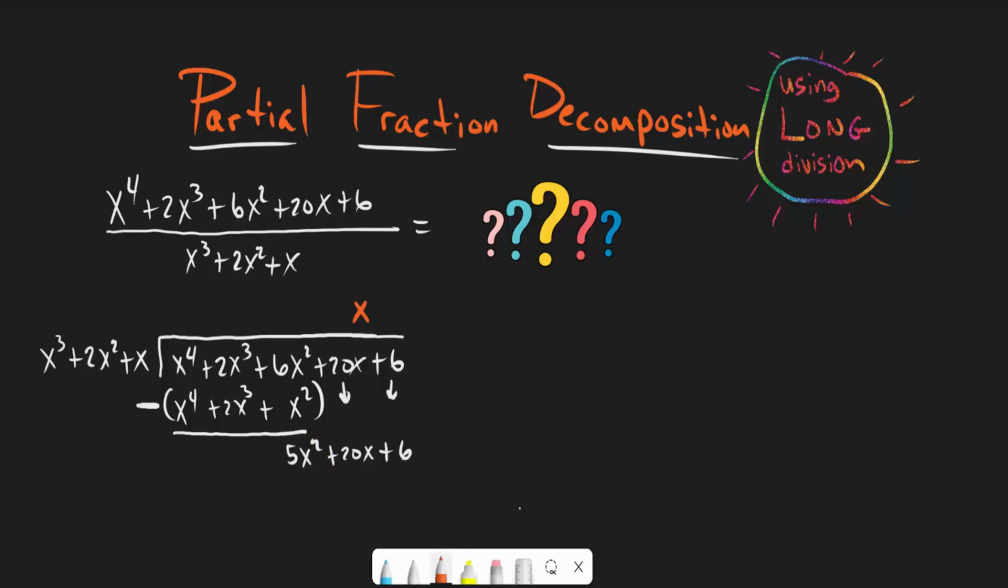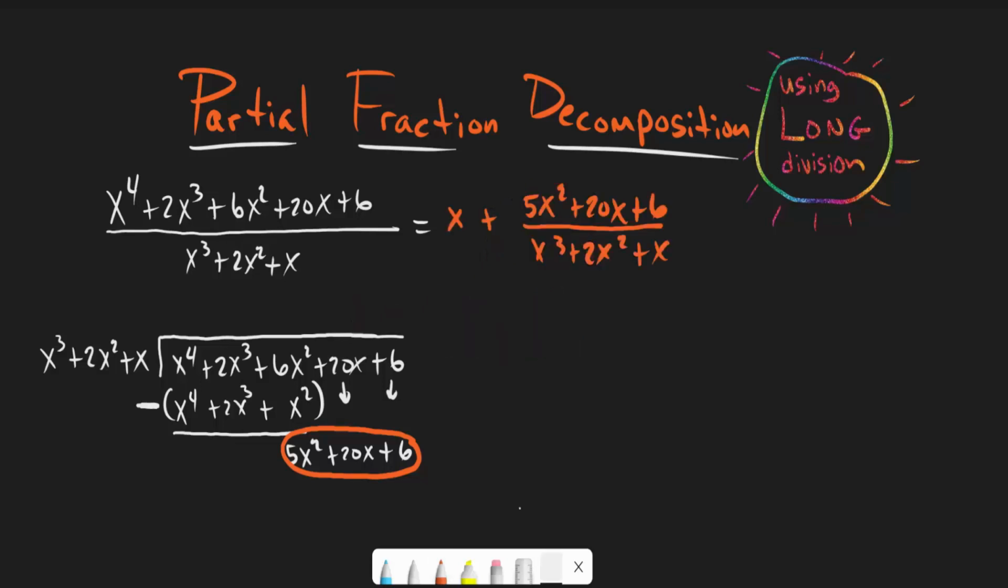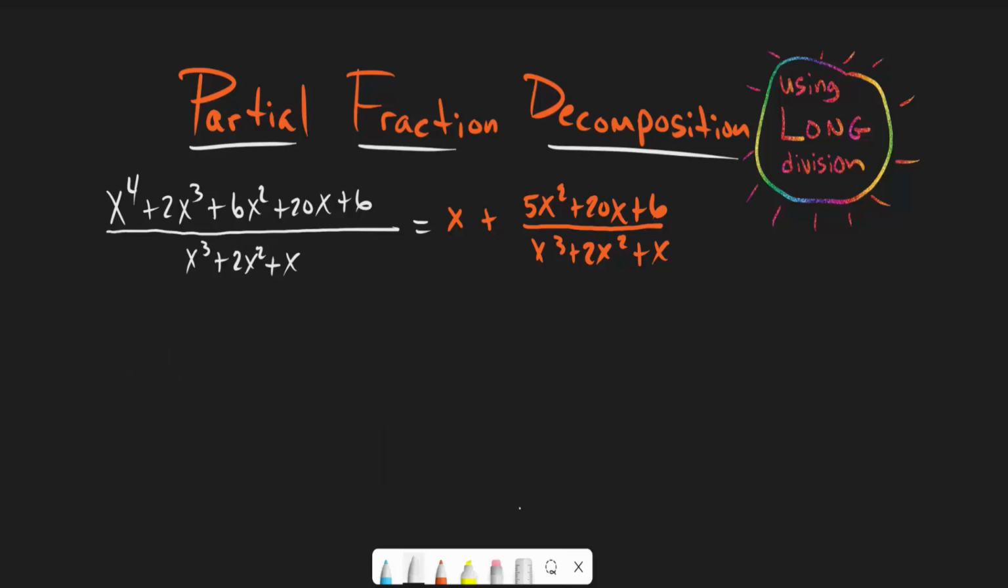So the answer is the x that we had, and then this right here, which is the remainder, becomes the numerator. So plus 5x squared, 20x plus 6. We divide that by the divisor, and we're done with the division part. So yeah, this problem's going to be a little bit long. So let's move the answer up here so we can make some space. Feel free to rewind the video and go over the long division again if I went a little bit too fast for you.